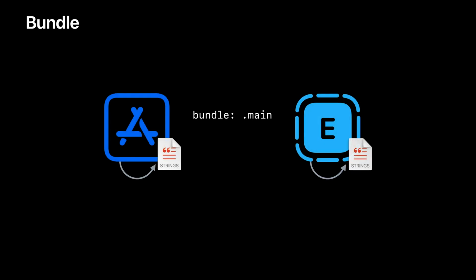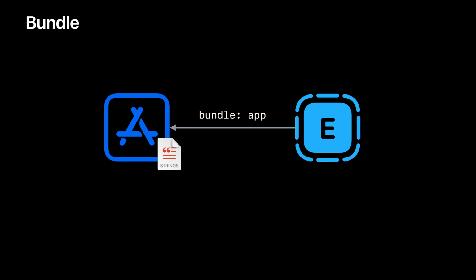Let's spice things up a little bit and talk about bundle. This parameter allows loading strings across targets. The bundle parameter is main by default. In your own app, you don't need it. Main is that app. In your app extension, main refers to your own extension, so you don't need it either. But let's say you want to share a string between your app and its extension. In your extension, you'll need to provide a bundle of the main app. Doing so avoids duplicating the strings between the two.